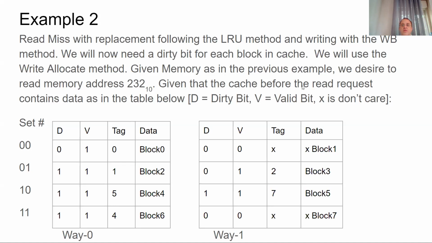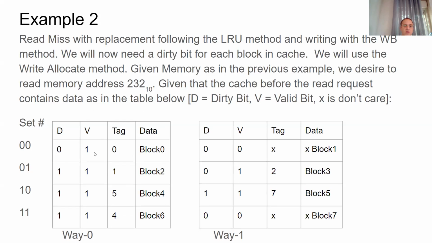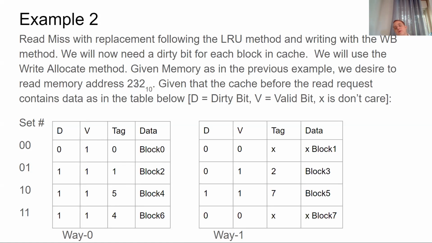Given that the cache before the read request contains data as in the table below, let's see what's going to happen. This is the data. We have our set, this is the set number. I don't know why it's set number 0, 1, 2, 3. We want to read this one. What block is it in?